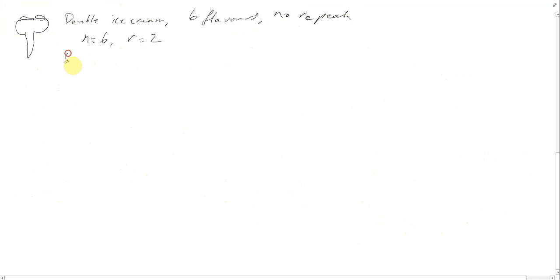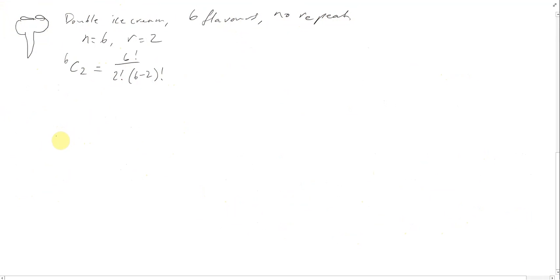So that's a 6C2. Doesn't matter if you've got banana and strawberry, or strawberry and banana, it's the same thing. So that's a combination. So that's 6 factorial over 2 factorial times (6 take away 2) factorial. And then you can solve that fairly easily. So yeah, there you go. That's how combinations work. Fairly straightforward, really.